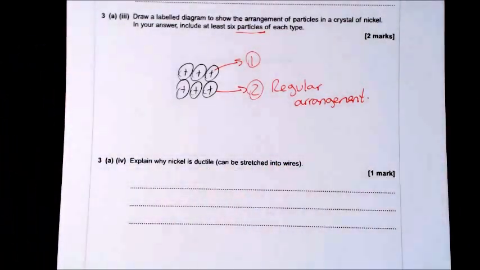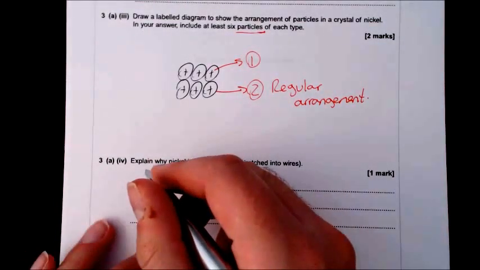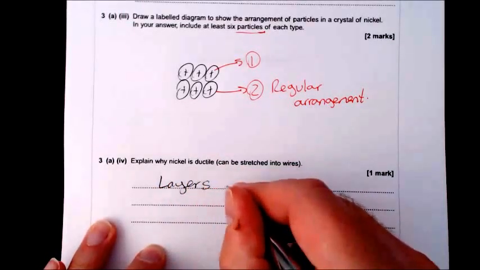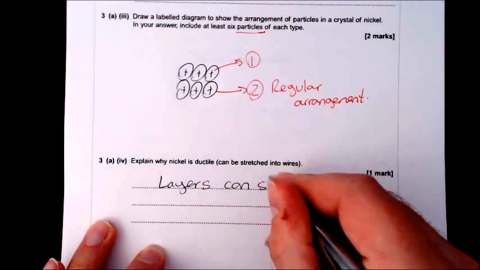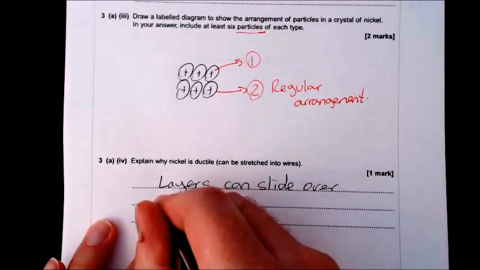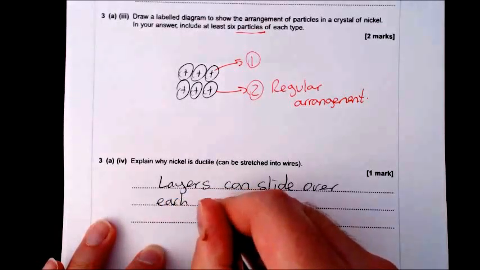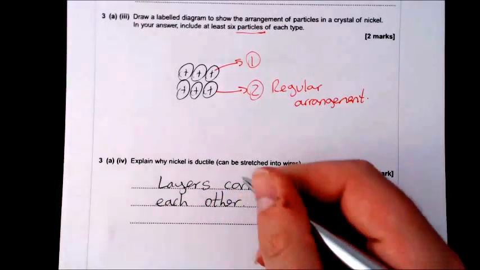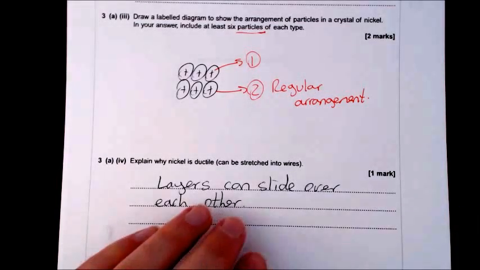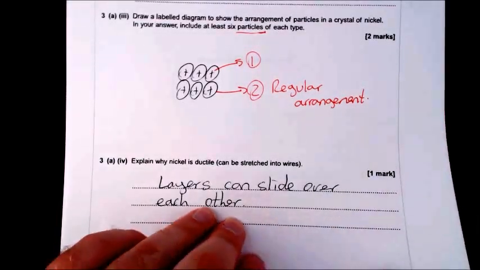So it says explain why nickel is ductile. It is 1 mark, so all we need to say is that the layers can slide over each other. Okay, right, so there's your answer there. So this is just 1 mark. Okay, so if we go on to the next page, question 3 continues, over onto the next page.